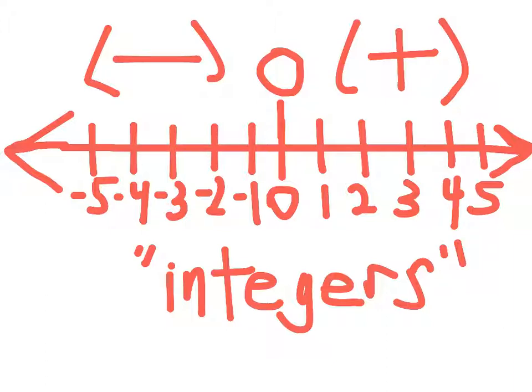Alright, so you've got the negatives to the left and you've got the positives to the right. Anything on the left of a number on its right is always smaller. So the numbers on the right are always bigger, numbers on the left are always smaller.